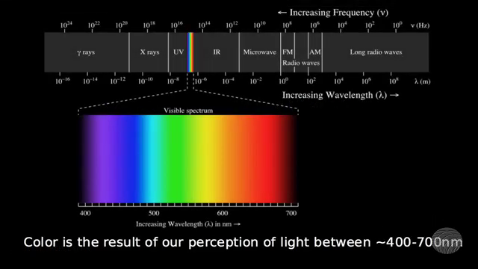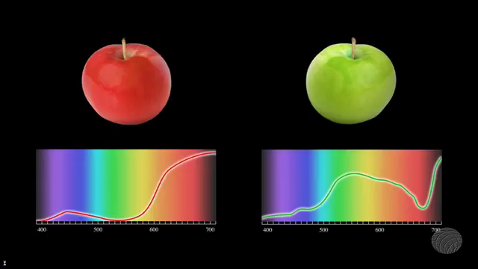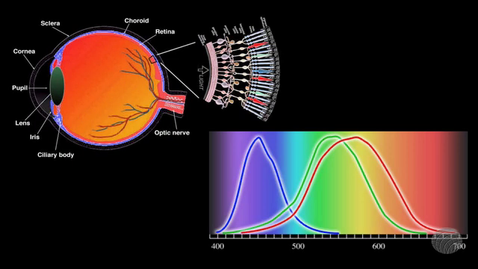So let's start with what is color. Color is basically the tiny piece of the electromagnetic spectrum that our eyes are sensitive to. There's a range of wavelengths that we call color, from purple through blue, green, yellow, and red. The longer wavelengths are red, the shorter wavelengths are purple. So when we see an object like a red apple, it's reflecting more of those long red wavelengths, so we see that as red. And a green apple is reflecting more of the green wavelengths, so we see that as green.